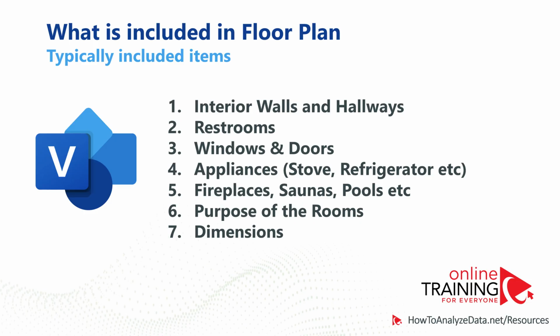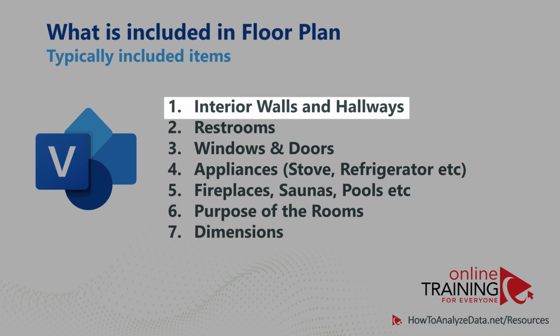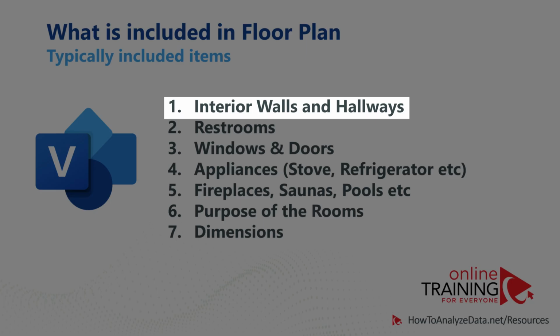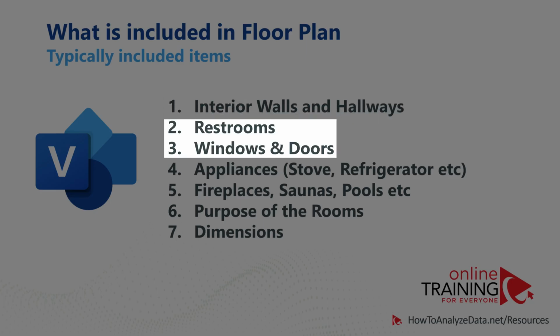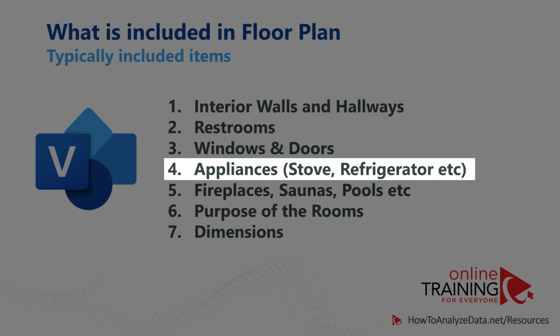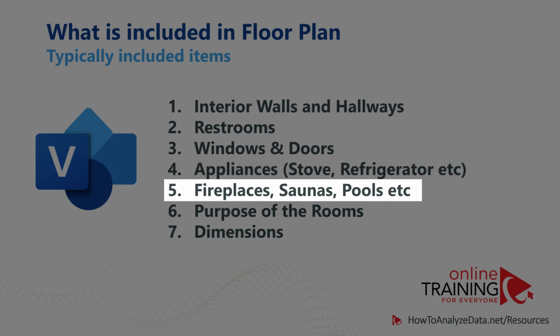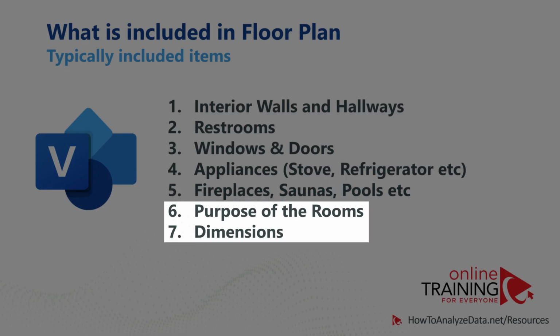There are certain items you might consider including in your floor plan diagram based on what you're trying to communicate. In addition to defining external dimensions for the area, you might want to consider including internal walls and hallways. You might consider showing restrooms, windows, and doors. In addition to defining dimensions, you might also consider showing appliances, for example, stove, refrigerator, and other appliances, as well as fireplaces, saunas, pools, and other objects. What is also very useful on the floor plan diagram is showing the purposes of the rooms, as well as their dimensions.